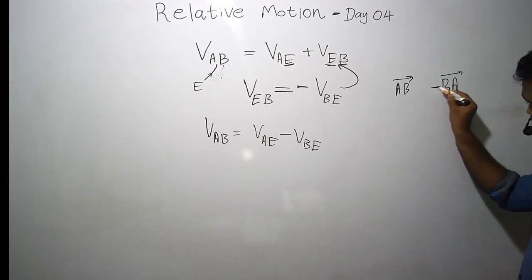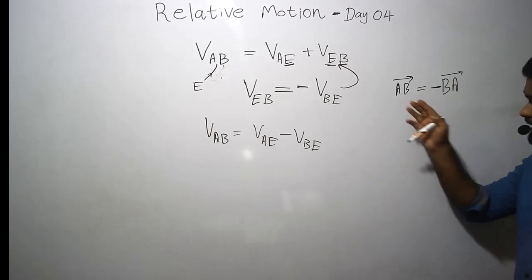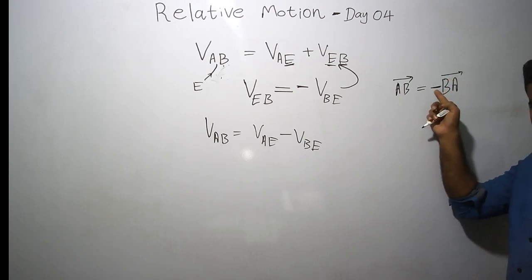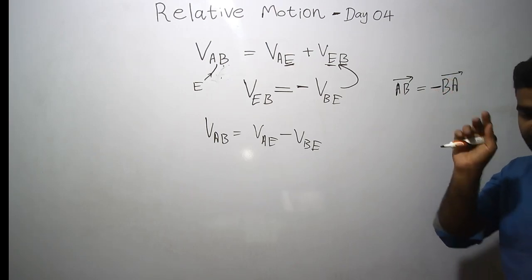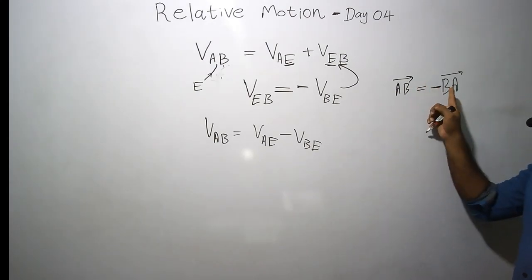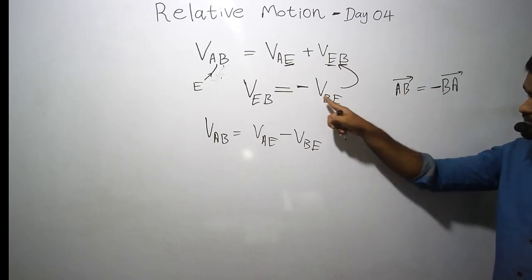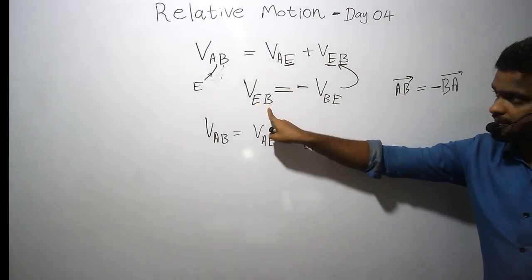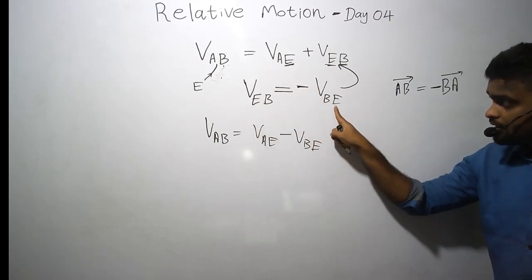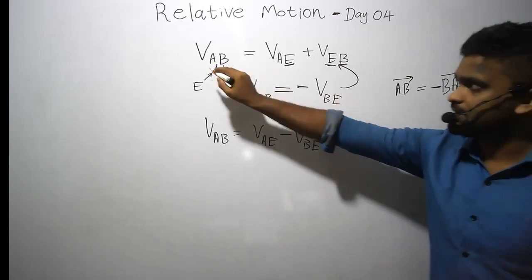You have to put a minus here. Then those two are the same. AB is equal to BA, but you have to put a minus here. The meaning of that is the direction is switched. Direction is changed. But in order to make it equal, you have to put a minus there. Same thing here. Relative to B, velocity of E is equal to minus relative to E, velocity of B. You have switched. So these are basic equations, right?